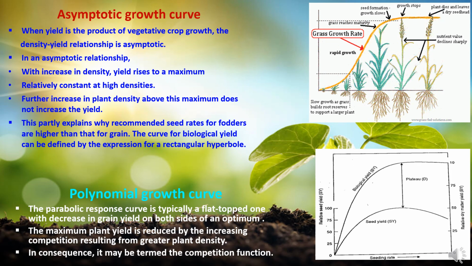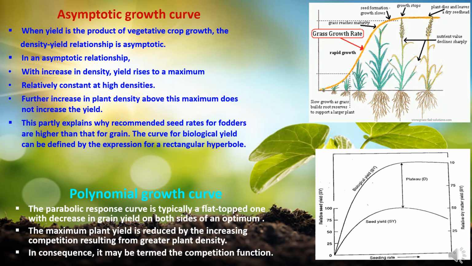Second type of growth curve is the asymptotic growth curve. When yield is the product of vegetative crop growth, the density-yield relationship is asymptotic. In an asymptotic relationship, with increase in density, yield rises to a maximum and then remains relatively constant at high densities. Further increase in plant density above the maximum doesn't increase the yield. This partially explains why recommended seed rates for fodders are higher than that for grain. The curve for biological yield can be defined by the expression for a rectangular hyperbola.